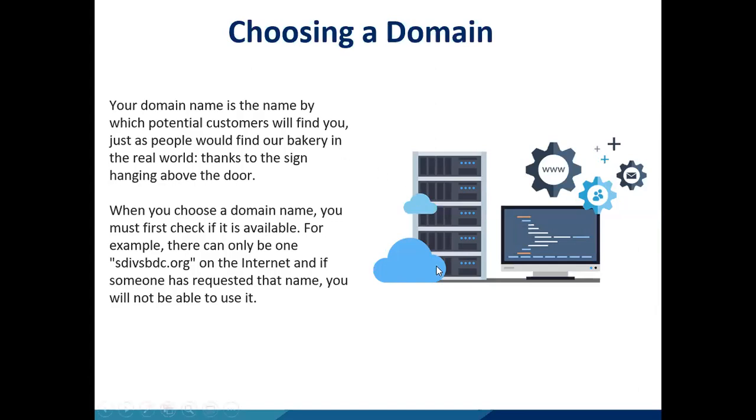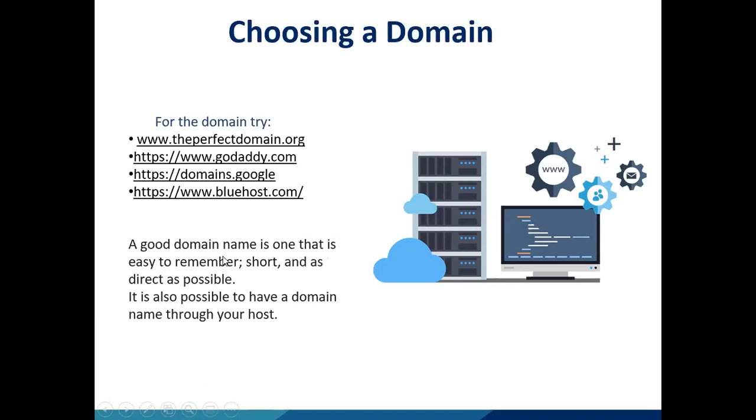For example, if you're a bakery in the real world, they'll be able to know that your bakery is there because you can have a sign on the door or on top of the building. The domain is the same thing. Okay. And the domain can only be one. You only have one domain. Every domain is unique. Okay. So for example, if we search the sdivsbdc.org on the internet and somebody already has that name, we won't be able to use it. Okay.